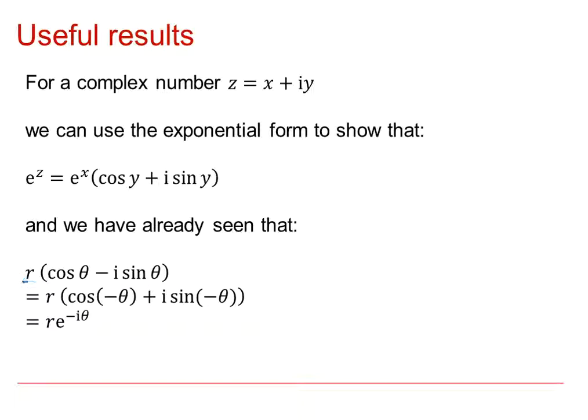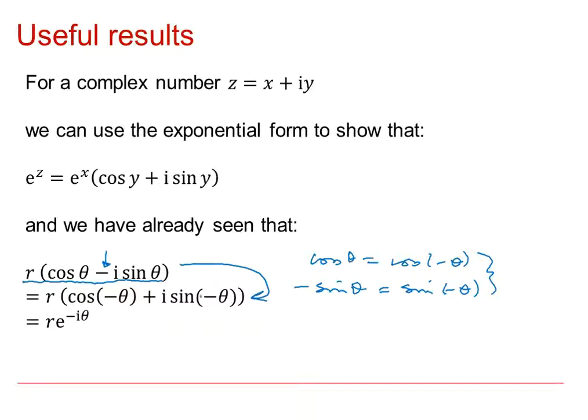We've previously seen that r cos theta minus i sine theta can be written in a different form, noting that the minus sign here is not part of the convention used in modulus argument form, so we need to exploit the fact that cos theta can be written as cos of minus theta, and more significantly minus sine theta can be written as the sine of minus theta. So it's using these two together that has turned this into the correct modulus argument form with a plus sign.